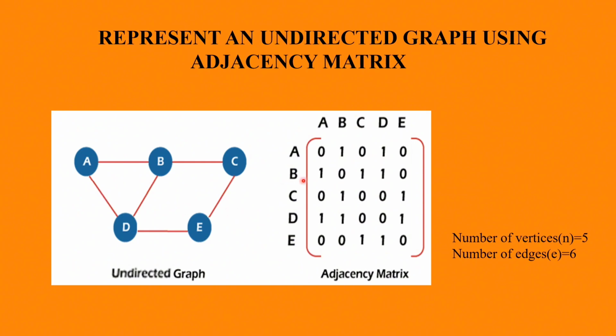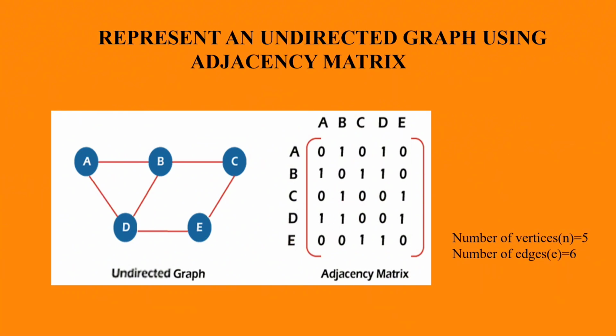We put 1 in those places and 0 in other places. This is how the first row is filled in the adjacency matrix. In this way, after filling each row, you can get an adjacency matrix. So I hope this is very clear to you.